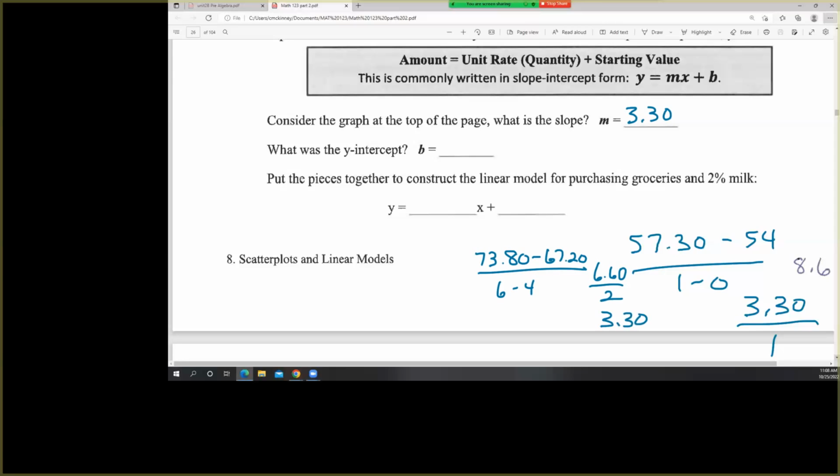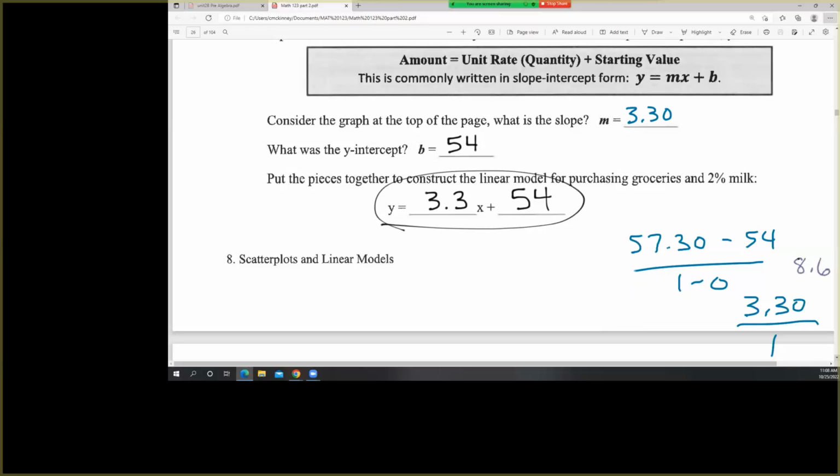So just kind of showing, if you can pick 2 points that are right next to each other, then you really don't need the division step because it's just a 1. But if you don't have points that are right next to each other, you can use any 2 points. If it's linear, they're going to be the same. The slope's going to be the same, that rate of change. So this is 0.54. And we could just write 3.3 instead of 330. So this would be our equation.